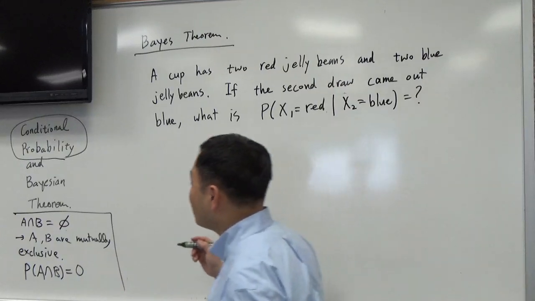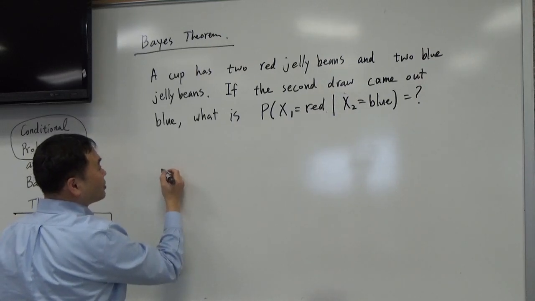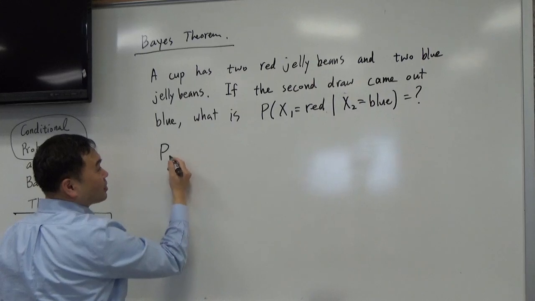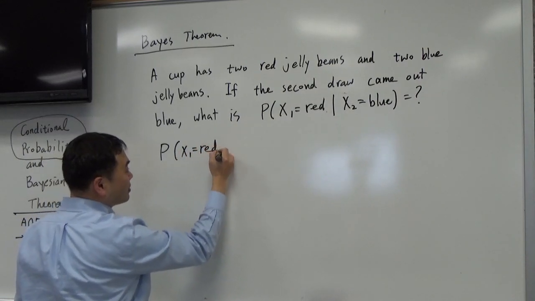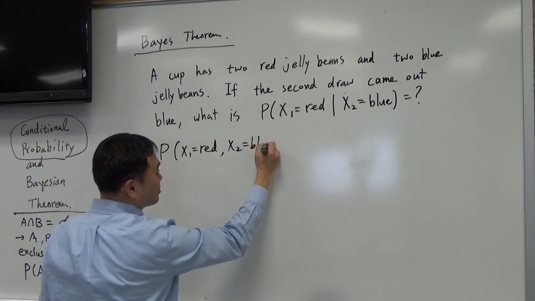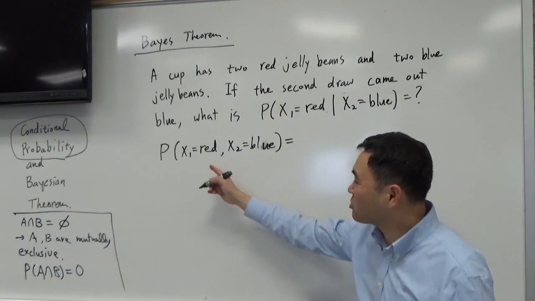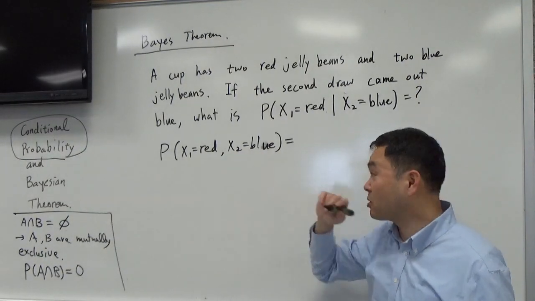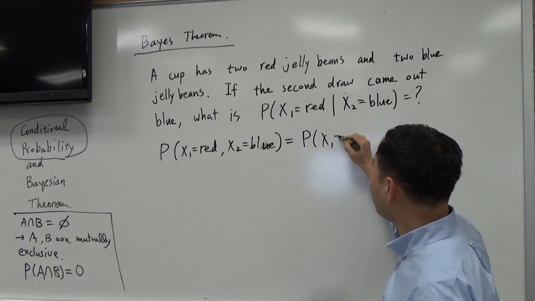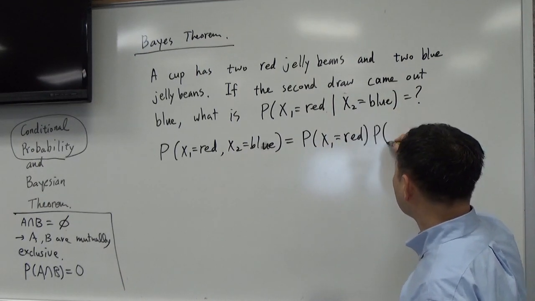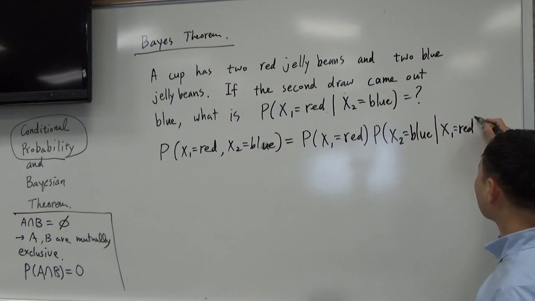So here's how you think about it. Think about the probability of x1 being red and x2 being blue. Earlier on, I've already explained this value, do you remember? It was 1/3, right? Okay, but the way we calculate it is like this: probability that you would pick red in the first draw times probability that you get the blue in the second draw, knowing that the first was red.